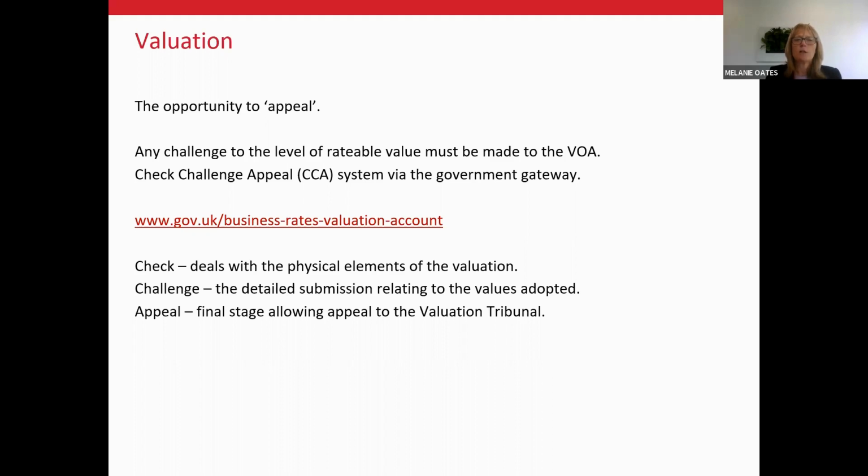And what this actually does is allow you to go through the process of the check, challenge, appeal to challenge your rateable value, to try and get that rateable value down. This does take 3 stages. The check deals with the physical elements of any valuation.